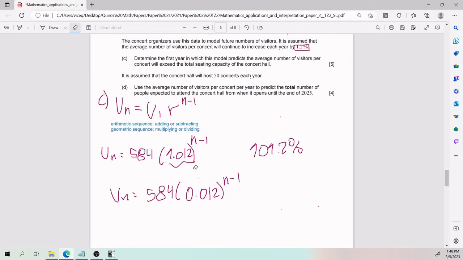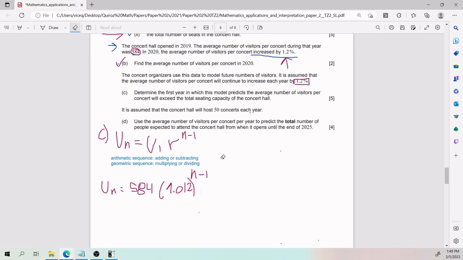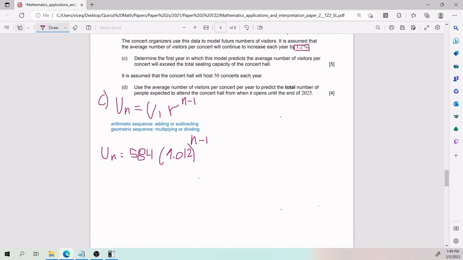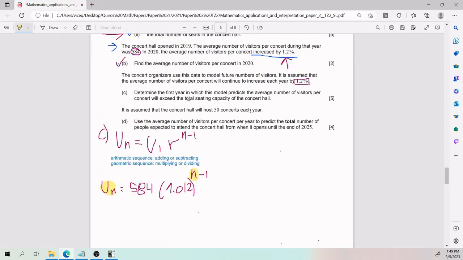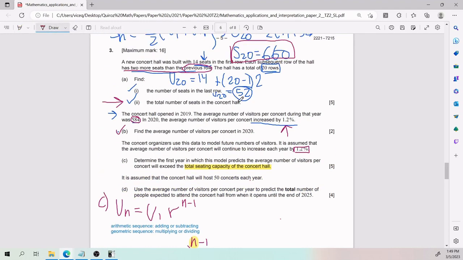All right? So we use the one on the top for the reason that I just explained, and we need to figure out what n is. Now that is exactly the problem. Right now I still have two variables, u_n and n. Since we're talking about the total seating capacity of the concert hall, I'm going to choose for my u_n to be the total seating capacity of the concert hall, which we said was 660.